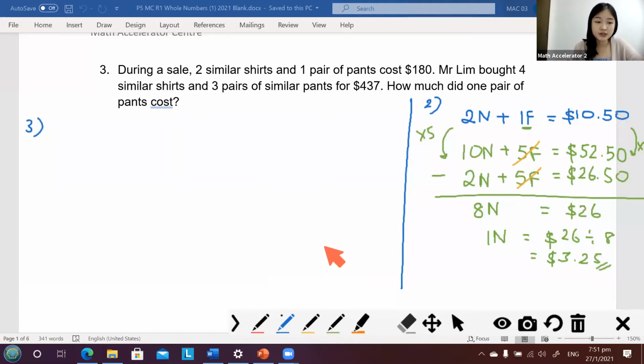Write down your equations. We have 2 similar shirts and 1 pair of pants. This costs $180. I'll suggest you put SH for the shirts. If you put just S, halfway, those of you with very strange handwriting later it looks like 25, then you'll be very confused. So you can put SH, so you know it's shirts. Plus 1P equals 180.